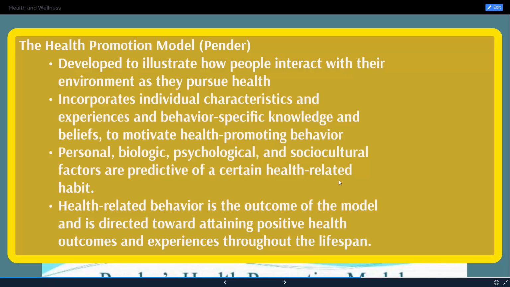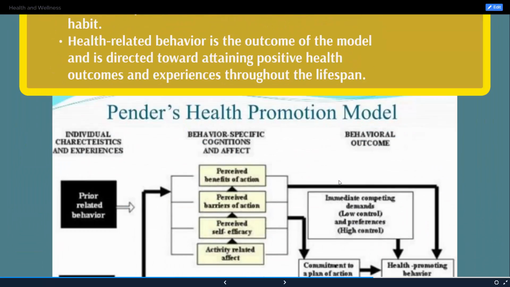And then the health promotion model, this is our second model. Developed to illustrate how people interact with their environment as they pursue health, it incorporates individual characteristics and experiences and behavior specific knowledge and beliefs to motivate those health promoting behaviors. There's personal, biologic, psychological, and sociocultural factors. Those are predictive of a certain health related habit. And then health related behavior is the outcome of the model and is directed toward attaining positive health outcomes and experiences throughout the lifespan. So let's look at this here.